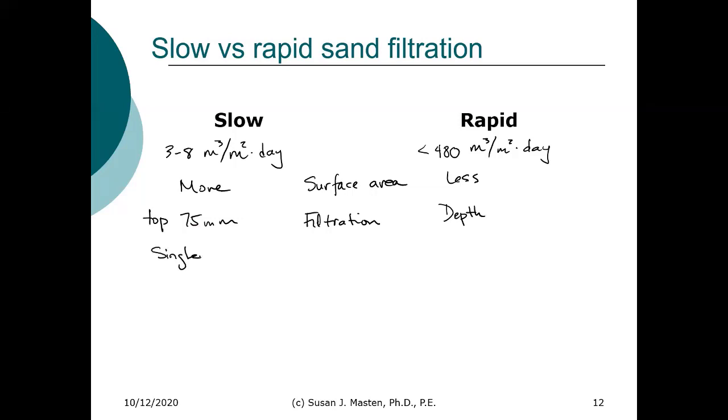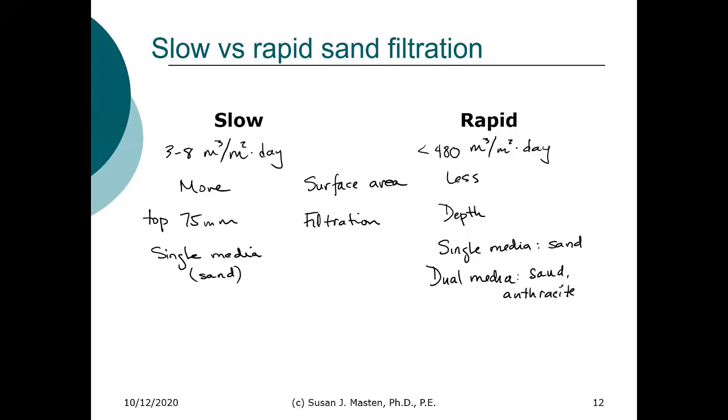And for slow sand filtration, typically we have single media sand, and for rapid, we can have single media sand. We can have dual media, which is typically sand and anthracite. And we can have multimedia, which typically is sand, anthracite, and garnet. And we use these different media because they have different specific gravities, they have different sizes and porosities, so we can use them to remove different particles.